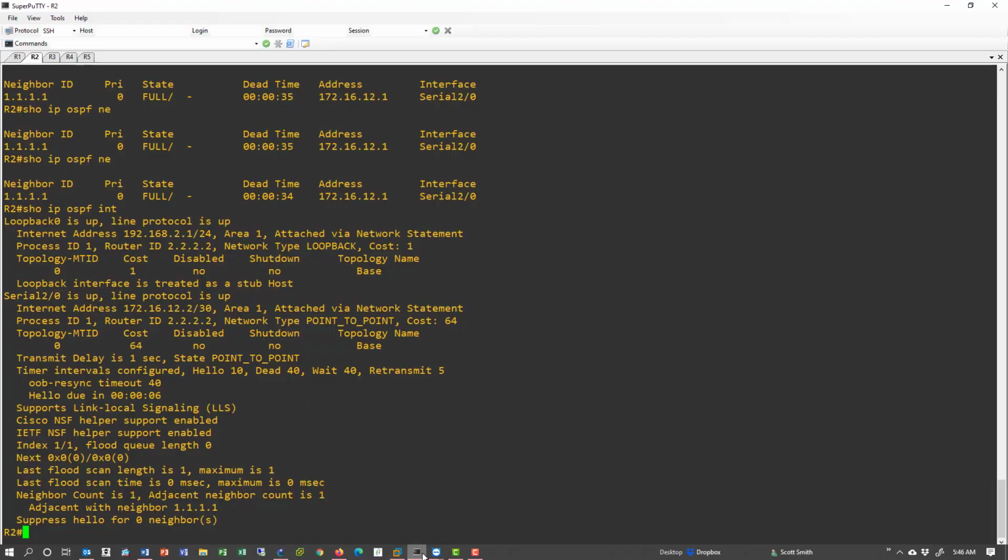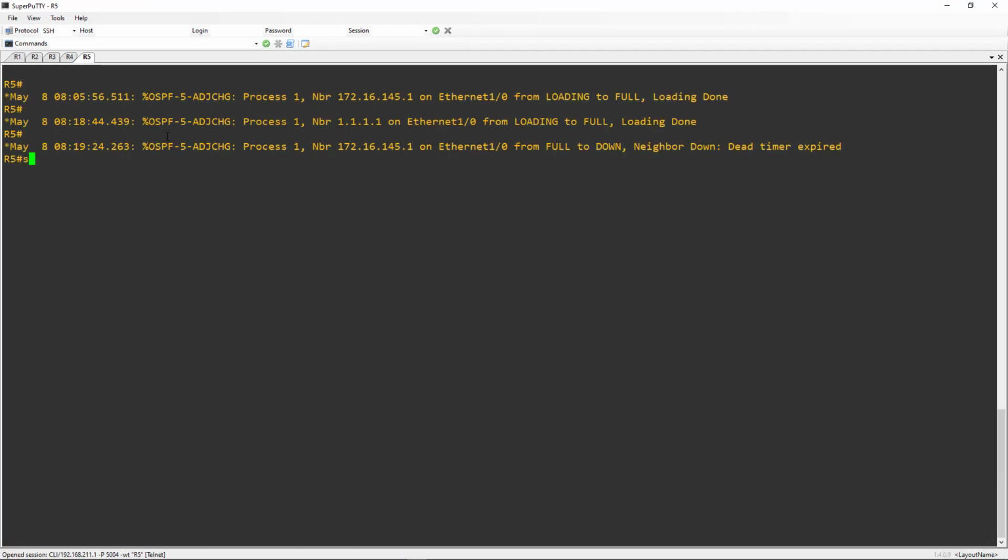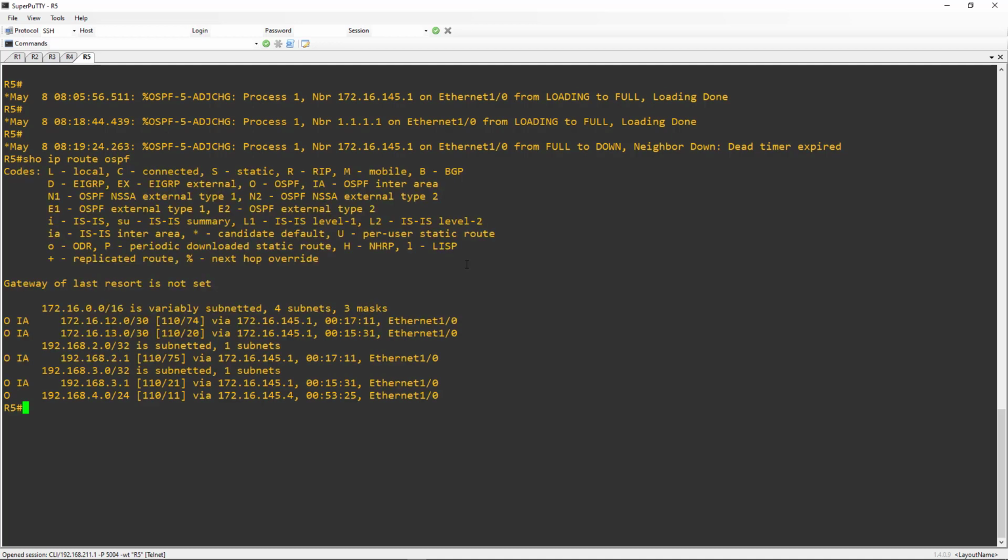So let's go ahead and go into router 5, and let's take a look at our routing table. Show IP route. OSPF. All right, and as suspected, we have our O route here. That's our 4.0 subnet. We've got our 3.1. Now this is coming in as a 3.1 because we didn't change the network type.